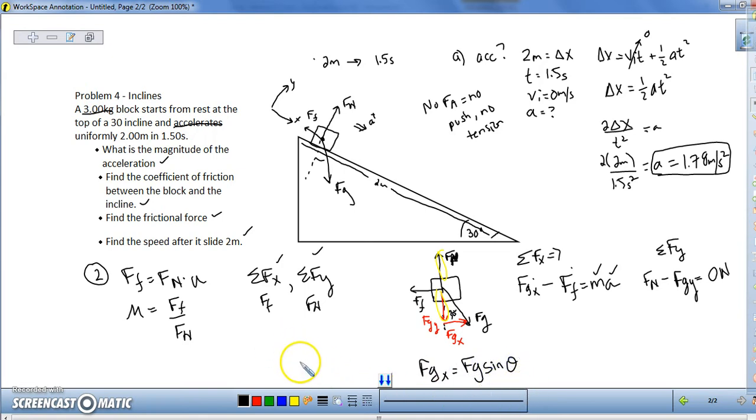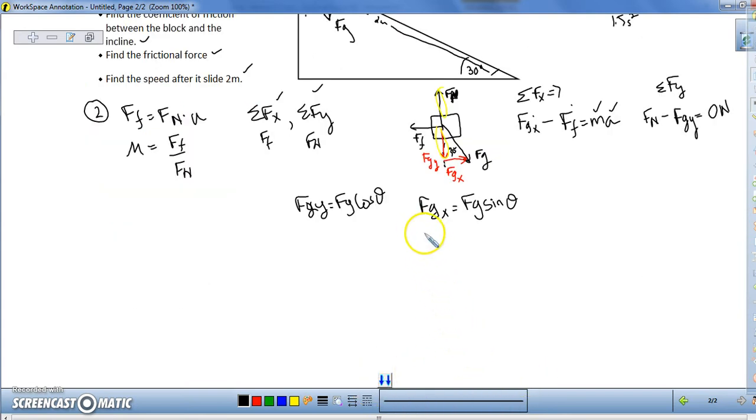And then for a similar reason, the FGY is actually going to be a cosine. And then generally, I'm just going to do this. We write FGX as mg sine of the angle, and then FGY as mg cosine of the angle, remembering that FG is mg.